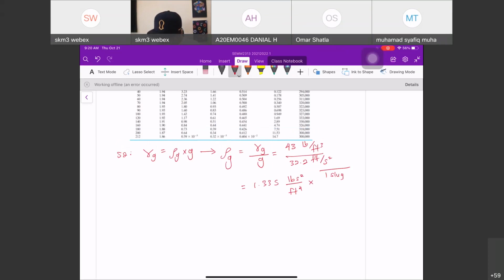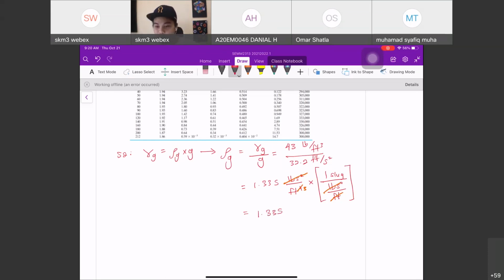Divide with lb second squared over feet. Then you can cancel lb second squared. Feet with the power of 4 becomes 3. And finally, the answer is the same thing, 1.335.